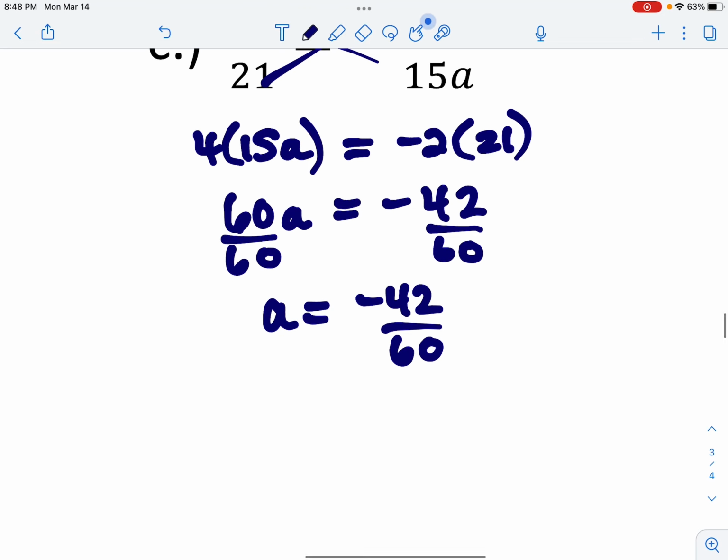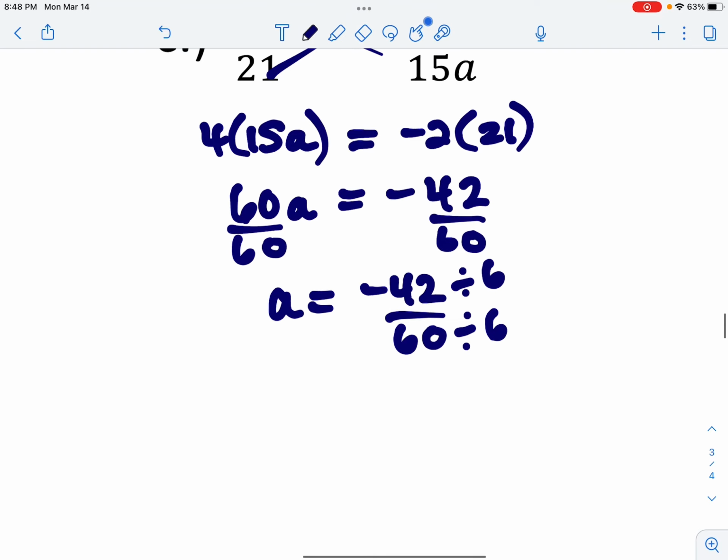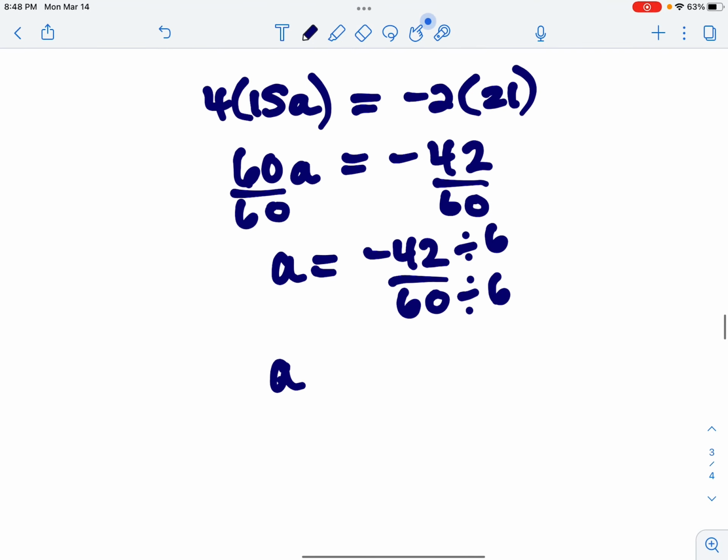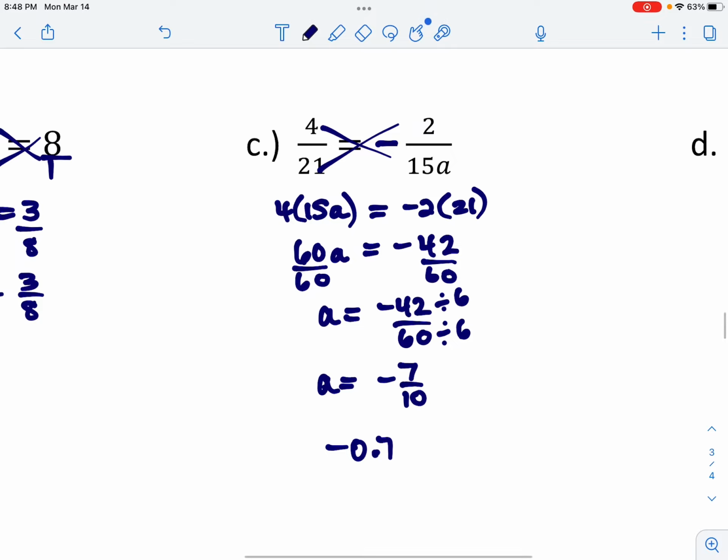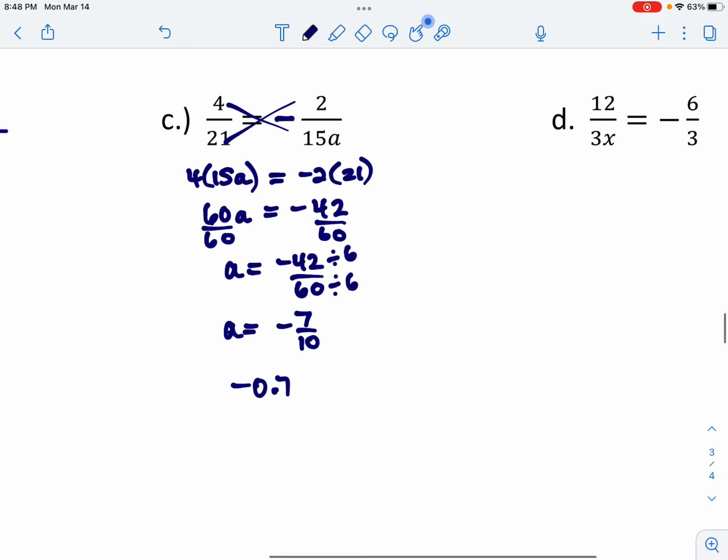I can simplify those. If I divide by 2, it's going to get me somewhere, but if I divide by 6, it's going to get me somewhere quicker. So then I'm going to get a equals negative 7 over 10, or negative 0.7. Either one of those answers will work.